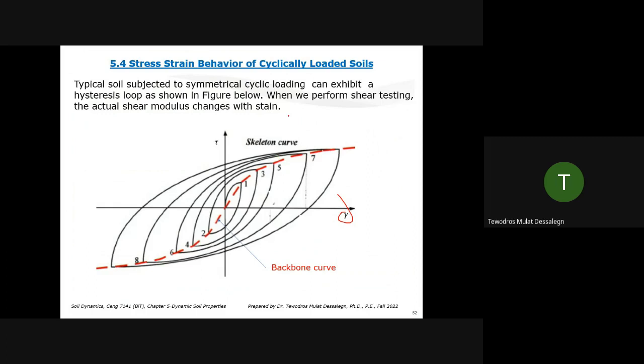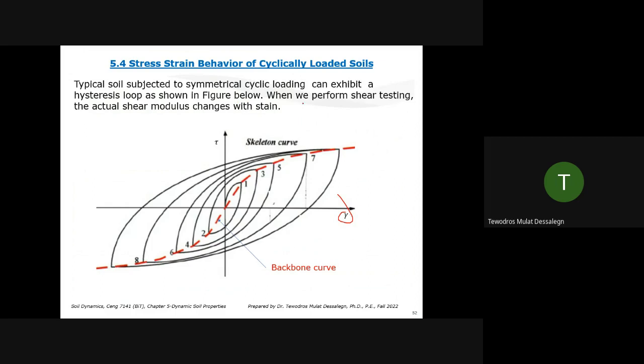So stress-strain behavior of cyclically loaded soils: whatever test we do, our final goal is to get some dynamic properties of soil. It can be cyclic shear, cyclic traction, and then if you do a repeated test, we get those hysteresis loops. If you connect the endpoints of the hysteresis loops, you will get something called the backbone curve. A typical soil subject to symmetrical cyclic loading can exhibit a hysteresis loop as shown in the figure below.